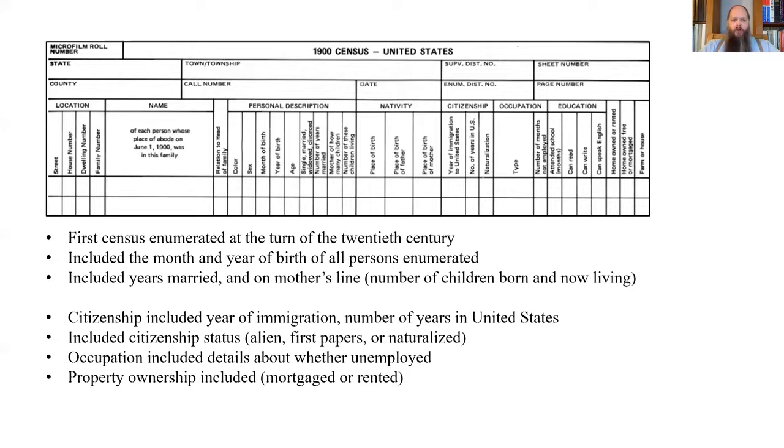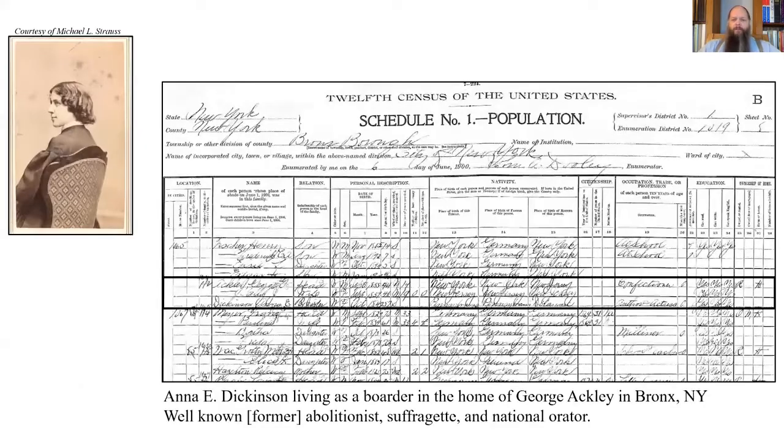Citizenship is also really talked about in this census. The number of years since immigration to the United States is given for any that are immigrating. It included citizenship status, whether they were alien, whether they filed their first papers, or whether they were fully naturalized. Occupation and whether anyone was unemployed was also asked. And finally, it asked in one of the last columns whether individuals owned or mortgaged their own property or rented their own property.